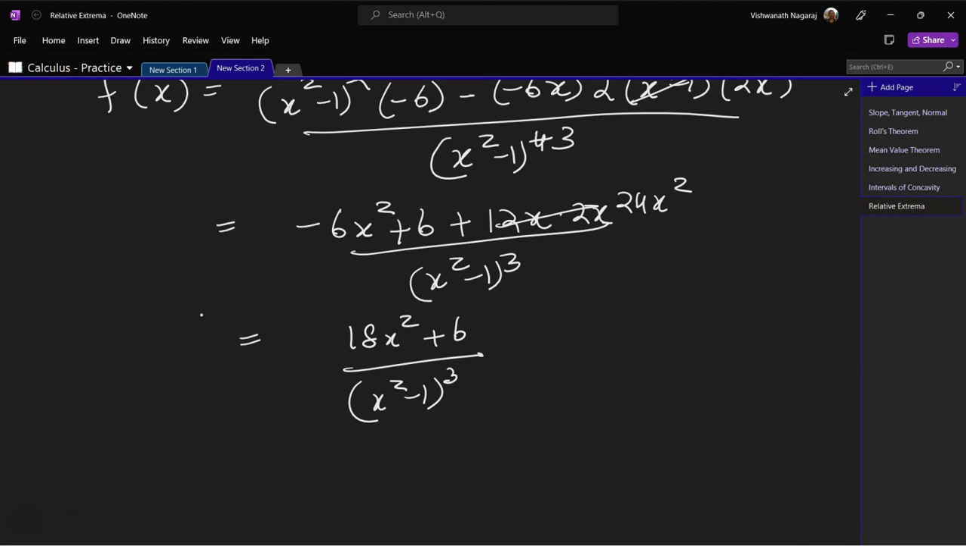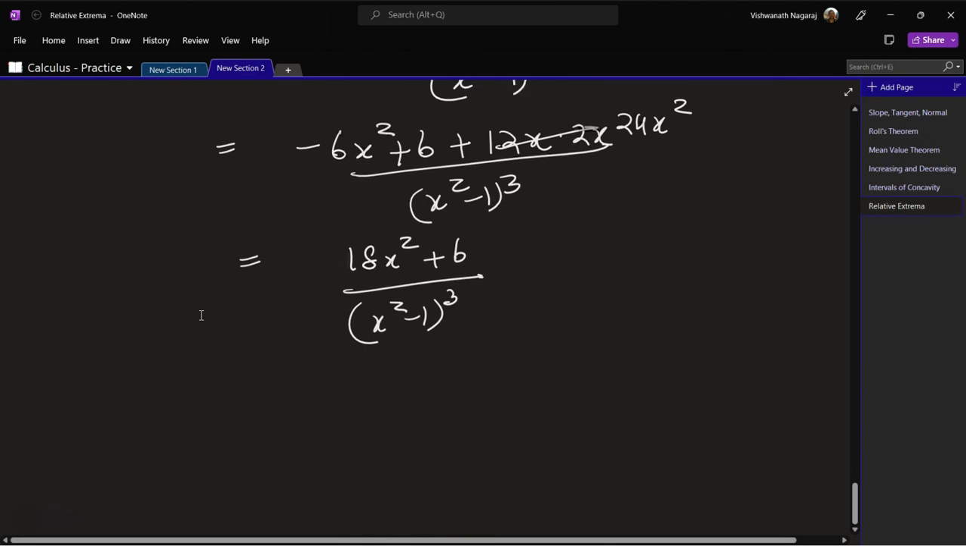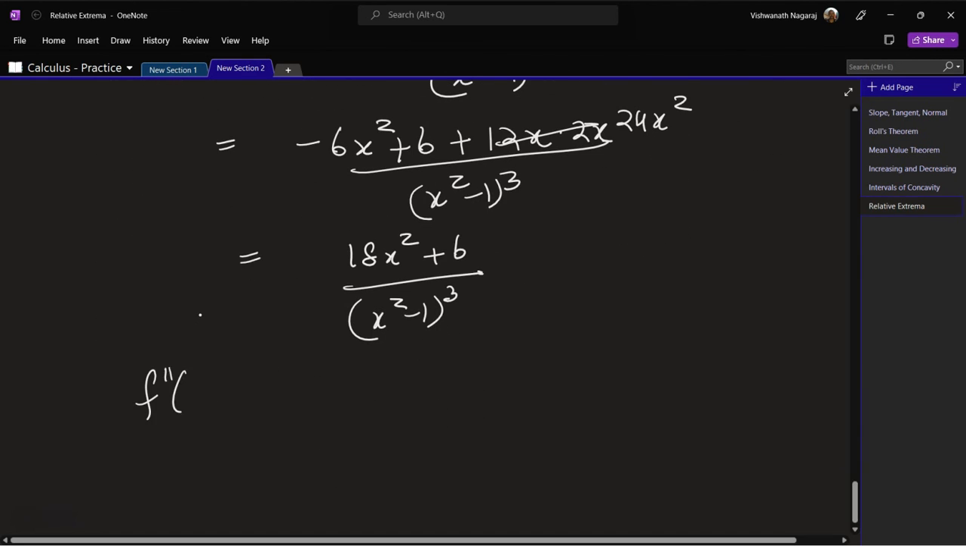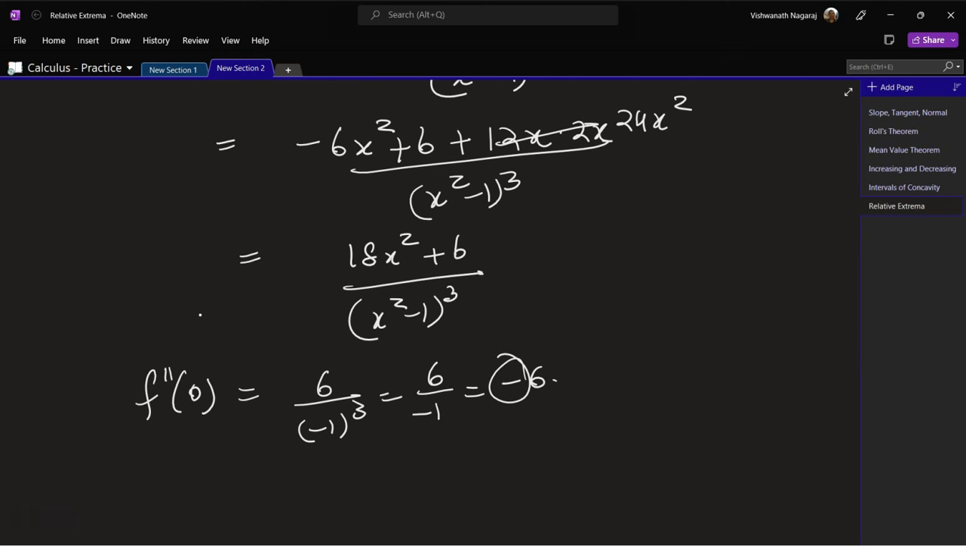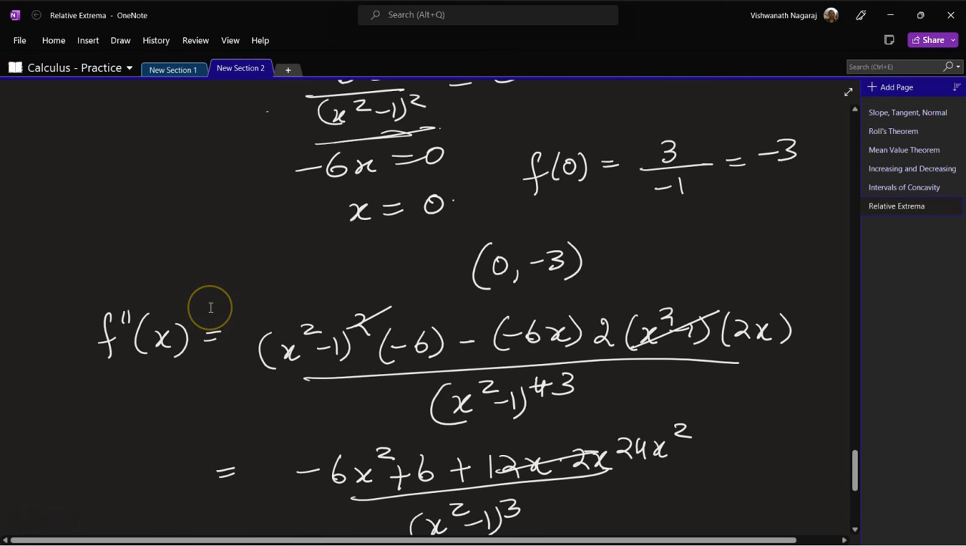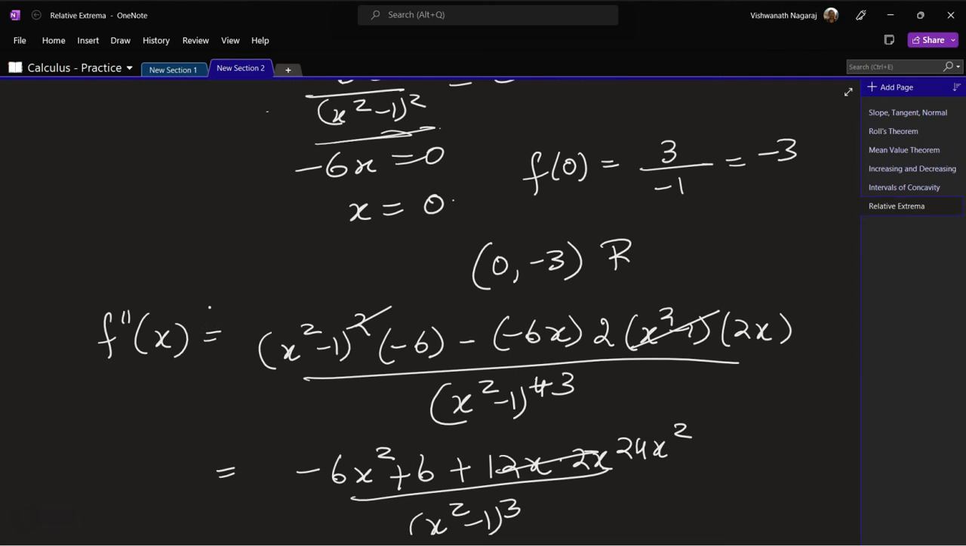Okay. Now, remember our point of interest is 0. So, f double prime of 0 is going to be 6 by minus 1 cube, which is 6 by minus 1, which is minus 6. Important thing is it is negative. So, that means this point of interest is going to be relative maxima.